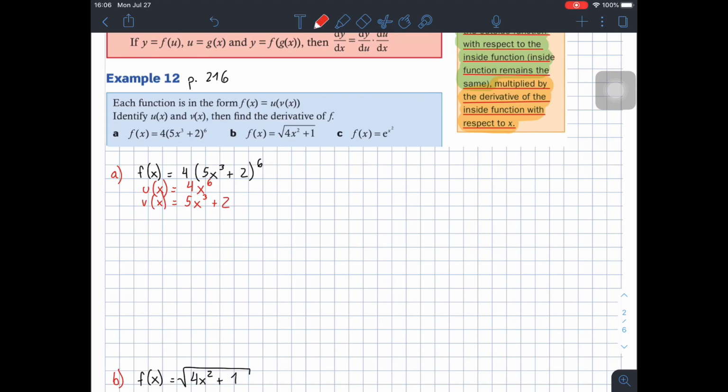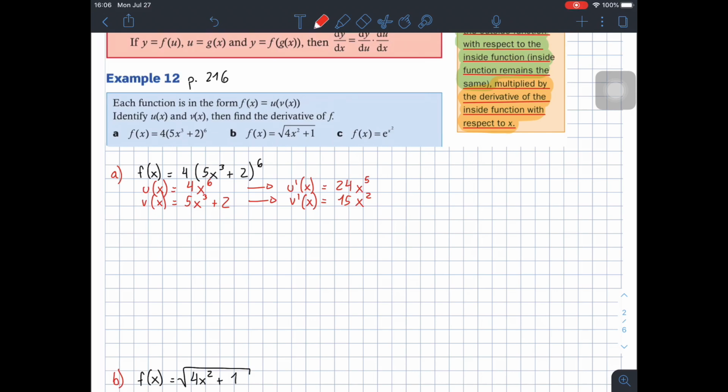Okay, so I'm just going to find the derivative of each of these functions. So the derivative of u, in this case, is 24x to the 5th power, right? And the derivative v prime of x, in this case, is 15x squared plus 0, right? We don't need to write the plus 0.